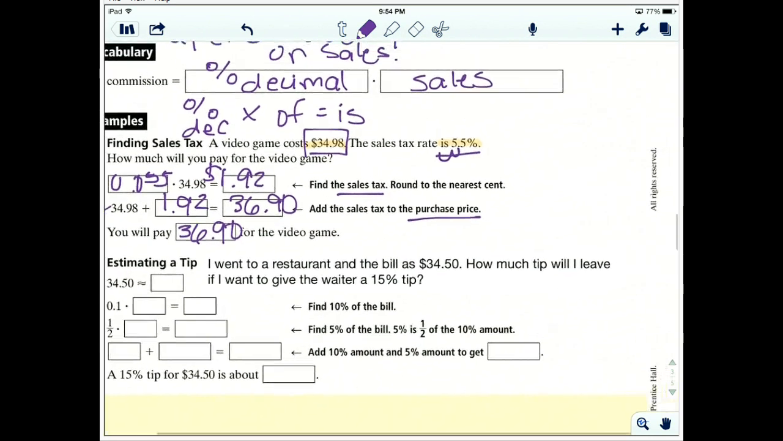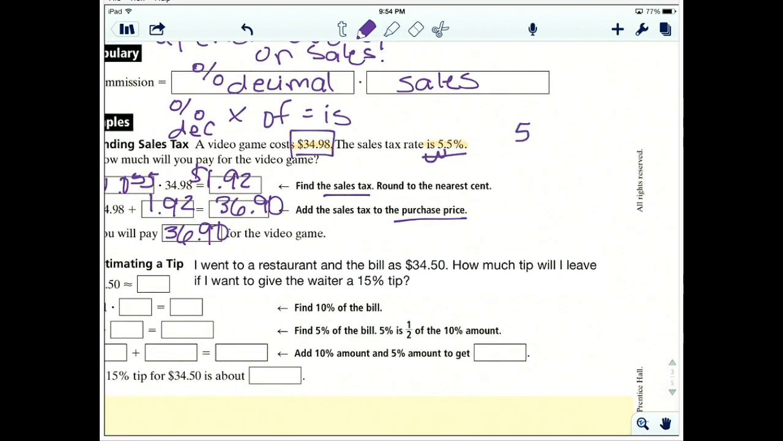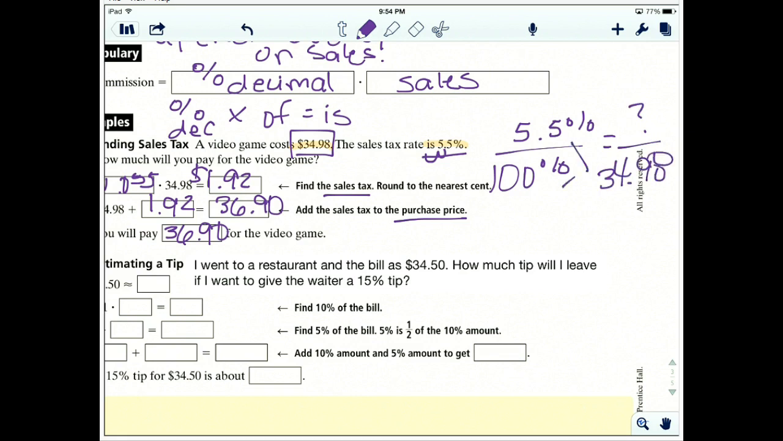Now, what is the other way that we could have set this up? We could have also said, okay, if I want to find 5.5%, that would be over 100%, and that equals question mark over $34.98. And I would have done the same thing, cross multiplied, divided, and I would have gotten the same answer.